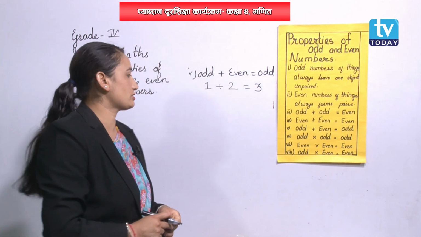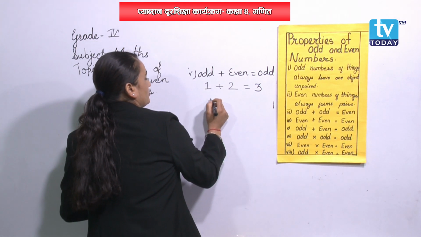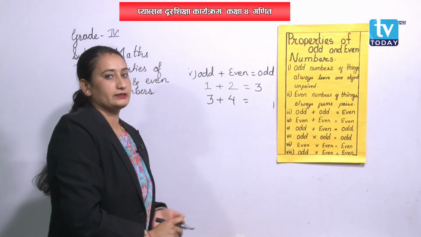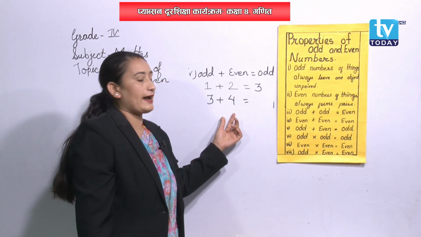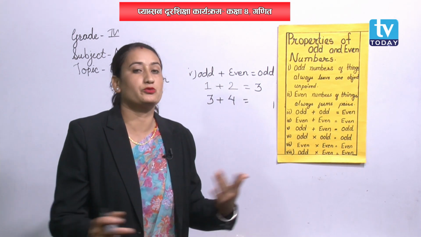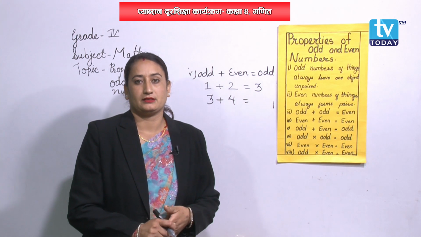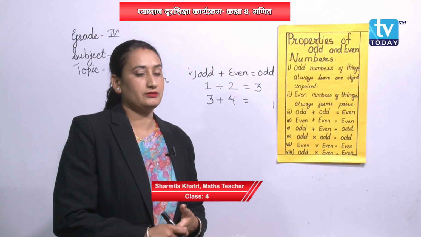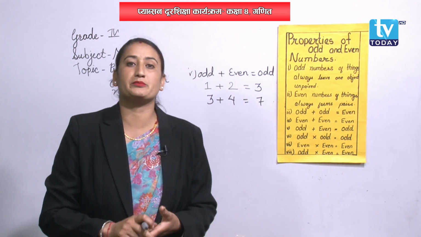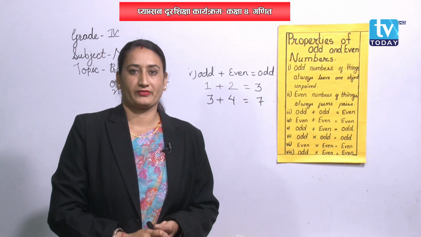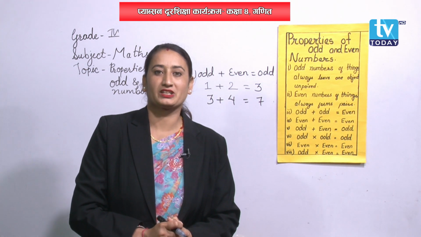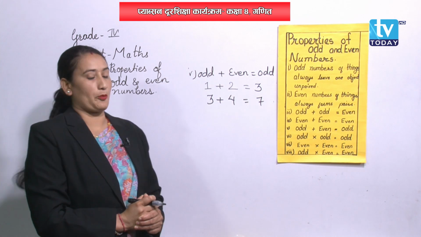Let's check with another question. Okay, 3 plus 4. If I add 3 as the odd and 4 as the even, odd plus even, 3 plus 4, what will be the answer? It's 7, right? Let's write it, 7. Okay, tell me student, is 7 an even number or an odd number? Yes, 7 is an odd number. So are you getting me? Good. Now let's go to the next topic.